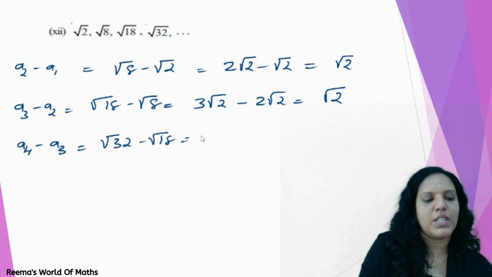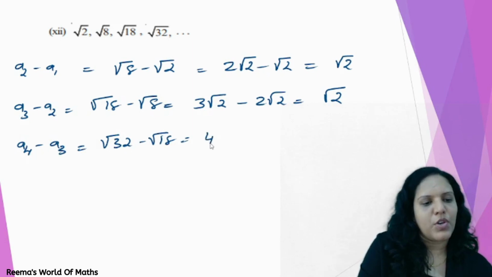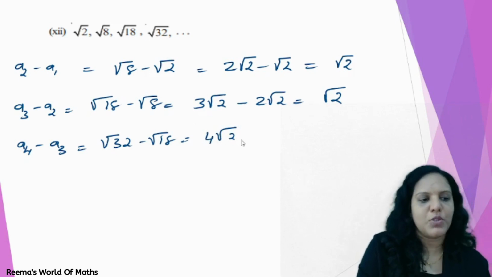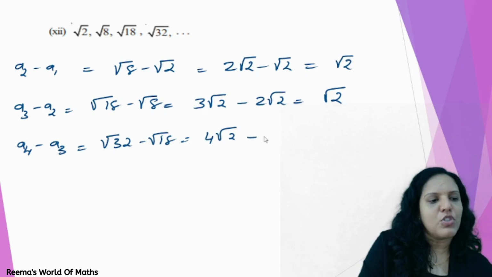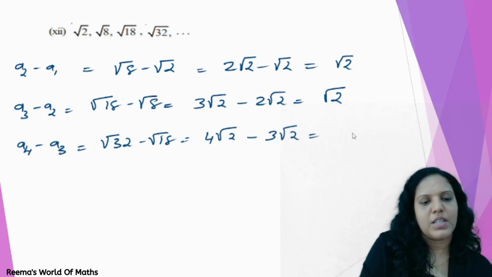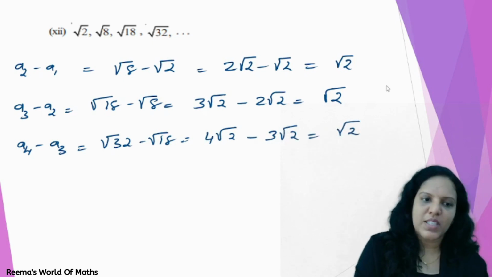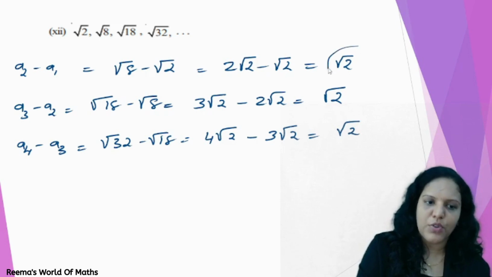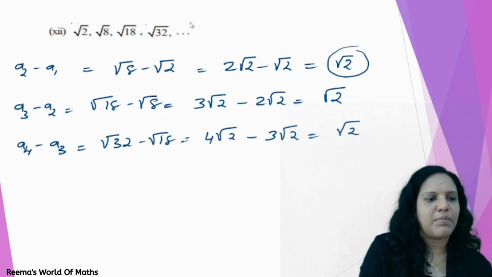Square root of 32 is 4 square root of 2. How will we get that? 4 squared is 16, 16 multiplied by 2 will give you 32. So 4 square root of 2 minus square root of 18, that is 3 square root of 2. Correct? So here the differences between the consecutive terms are constant, which is the common difference square root of 2. So this forms an AP.